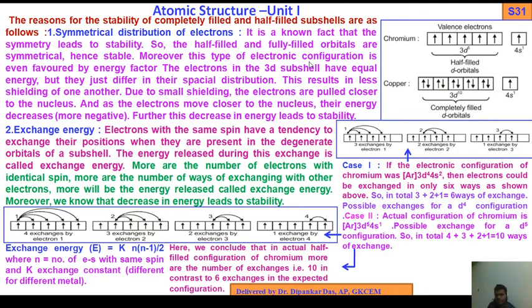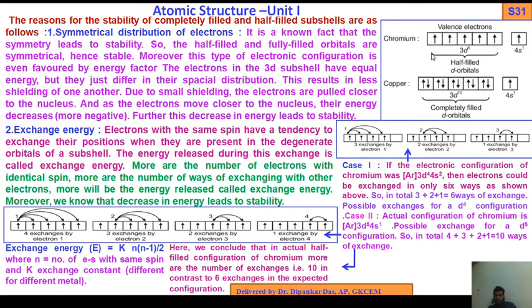Moreover, this type of electronic configuration is even favored by energy factor. The electrons in the 3d subshell have equal energy, but they differ in their spatial distribution. This results in less shielding of one another. Due to small shielding, I have already discussed the shielding effect, the electrons are pulled closer to the nucleus, and as the electrons move closer to the nucleus, their energy decreases. Further, this decrease in energy leads to stability.